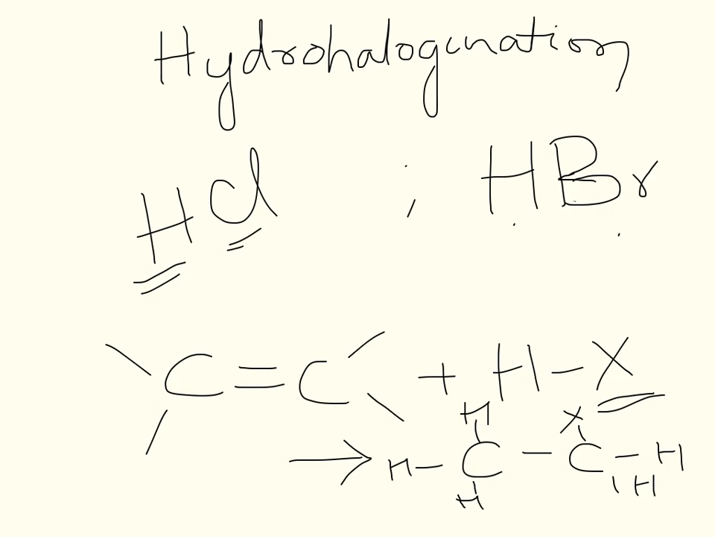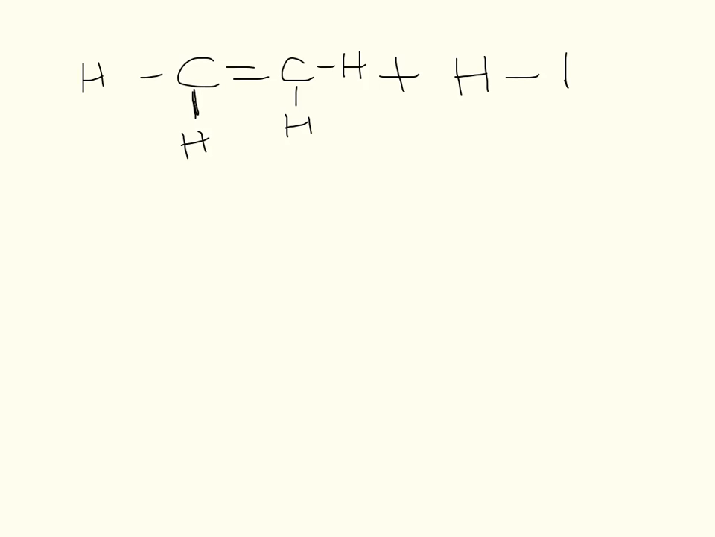The first step in this reaction, so let's take an example of C double bond C with H, H, H and H. So this is a simple alkene, ethene, right? So to this we're trying to add HBr. So the first step in this reaction is the pair of electrons in the double bond.